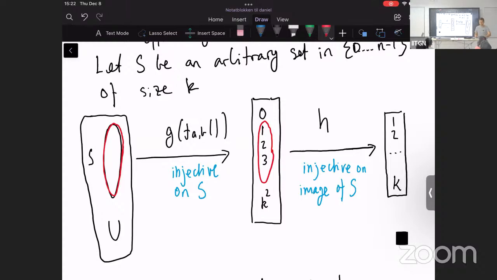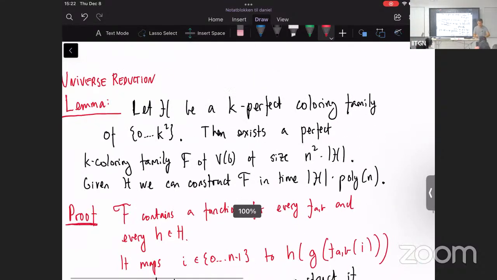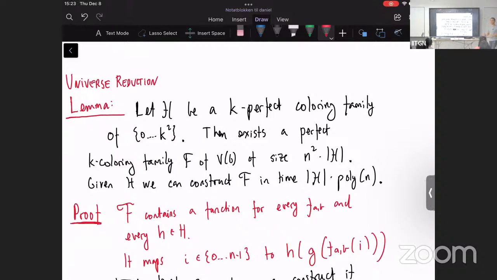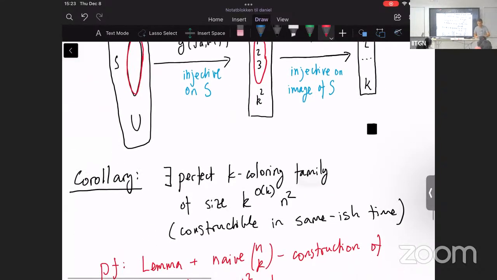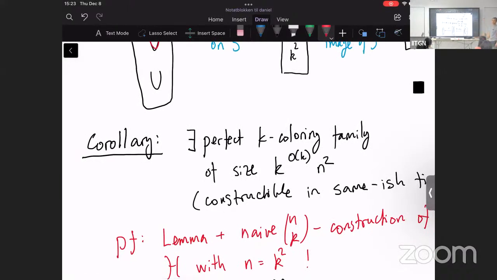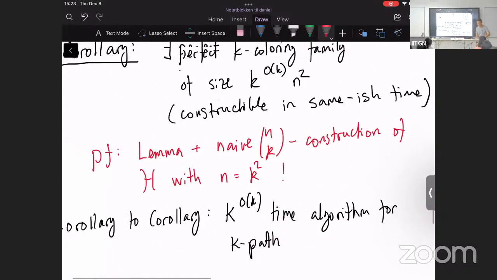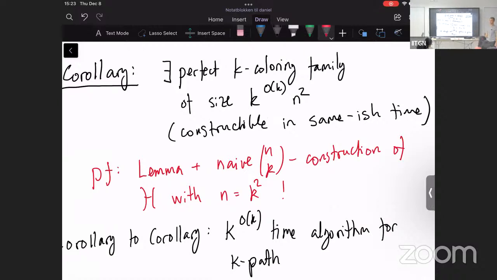Okay, so what does that mean? Look at the lemma. The lemma statement is, if I have a k-perfect coloring family for a fairly small universe, one of size k squared, I also get a perfect k coloring family, even for large universes, at the cost of a universe square overhead in the size of the family. But here is a very simple corollary. There exists a perfect k coloring family of size k to the order k, n squared, constructible in roughly the same time. And the proof is just the lemma plus the naive n choose k construction, but now n is k squared. That's a k squared choose k construction, so that's k to the 2k.